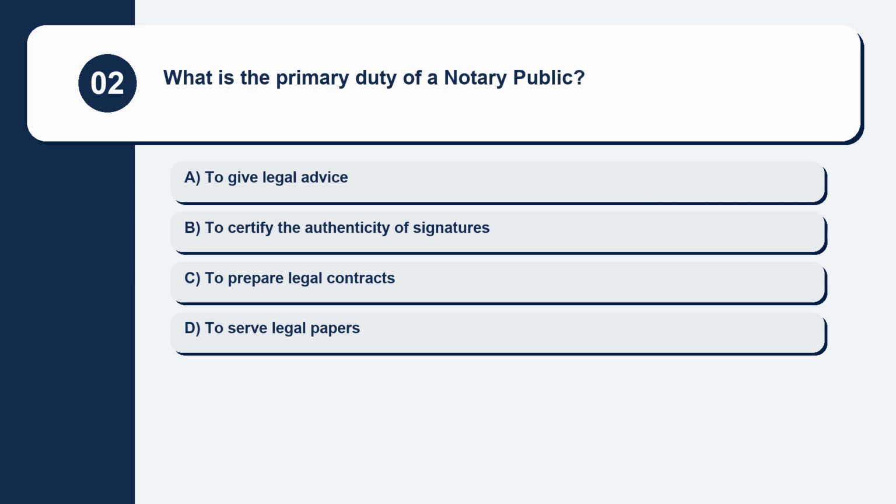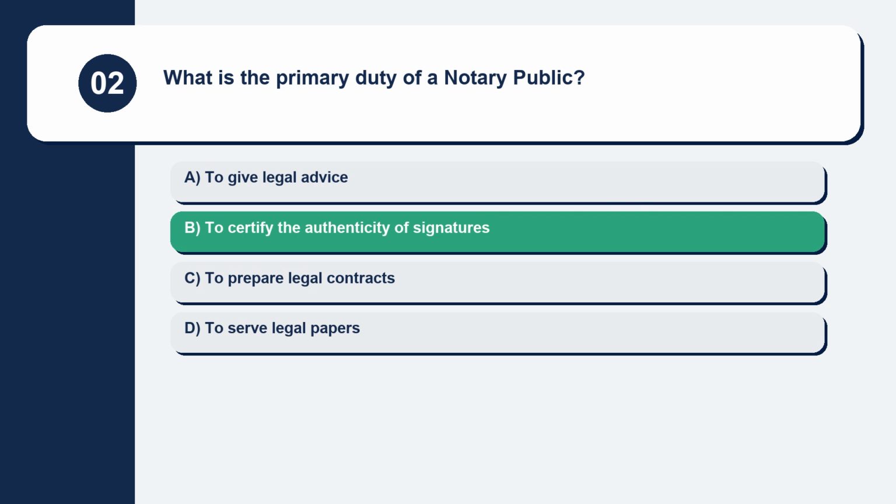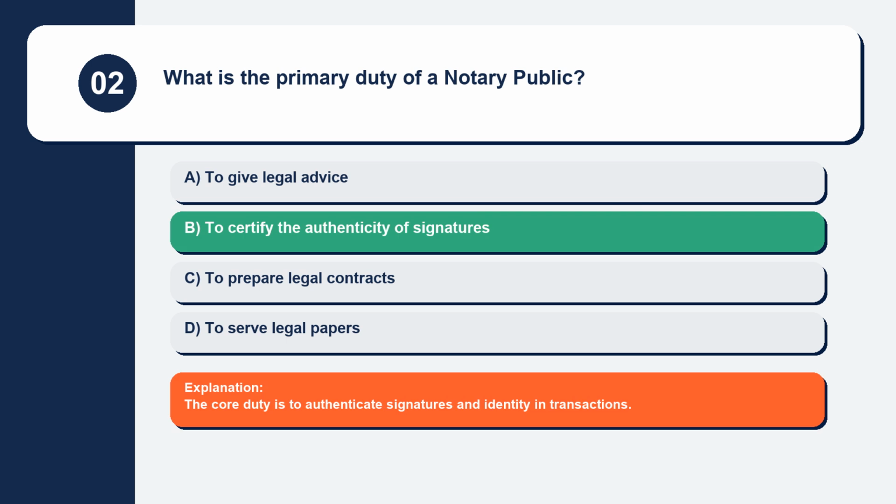Question 2. What is the primary duty of a notary public? To give legal advice. To certify the authenticity of signatures. To prepare legal contracts. To serve legal papers. The core duty is to authenticate signatures and identity in transactions.